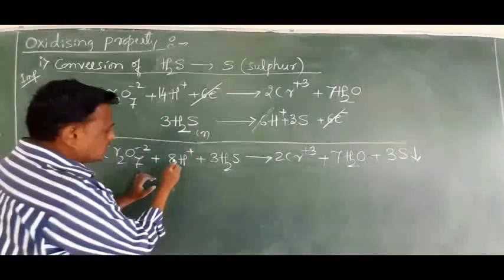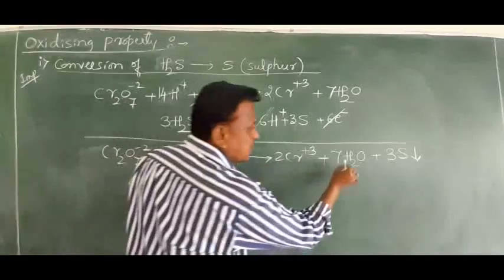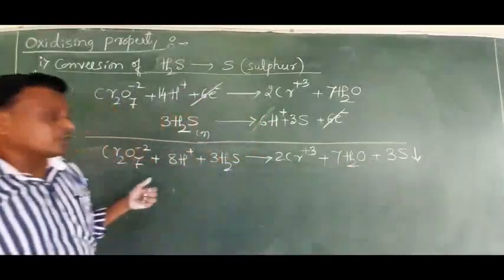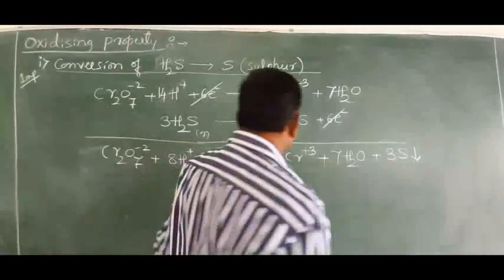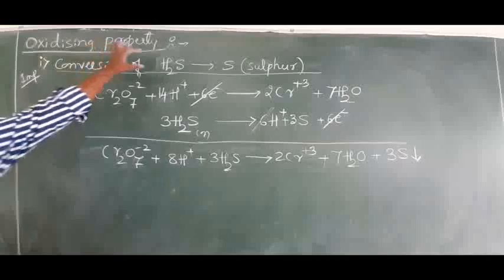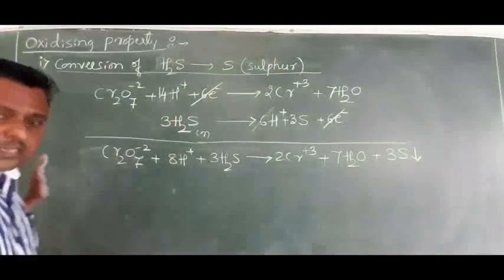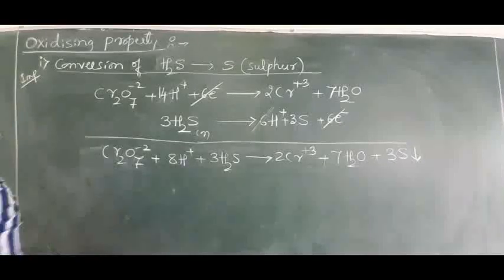Total count of hydrogen is 8, 3 to the 6, 6 plus 8 becomes 14. This is a 14, the 3 sulfur. This is a simple oxidation reaction of a conversion of hydrogen sulfide to sulfur. This is a third important reaction of your syllabus.